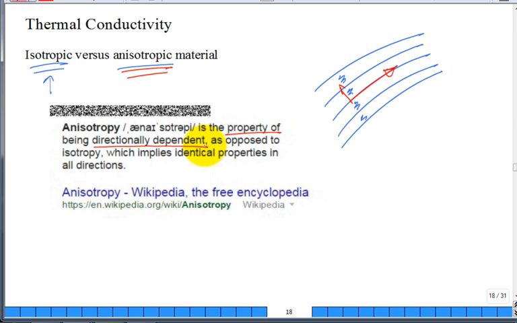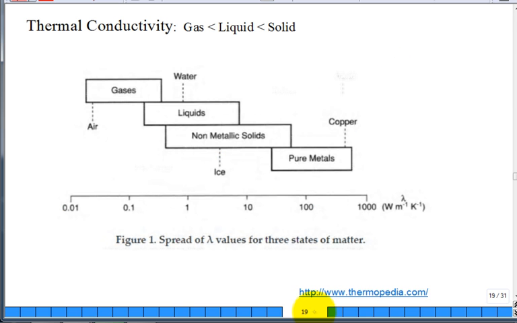But if I talk about aluminum or copper, it's isotropic. If I talk about water, isotropic. If I talk about air, there's no directional dependence, it's isotropic. Let's take a look at the relative magnitudes. So the thermal conductivity of a gas is less than of a liquid, and the solids have the highest. So this has the highest thermal conductivity, the lowest thermal conductivity.